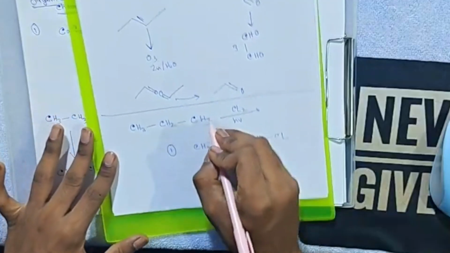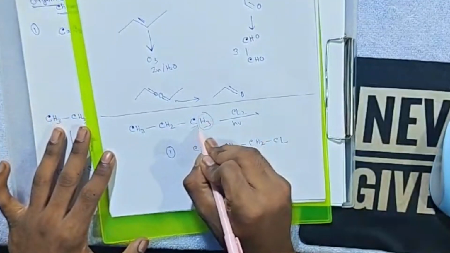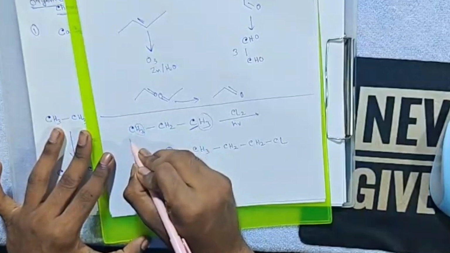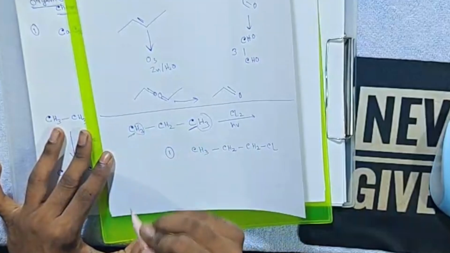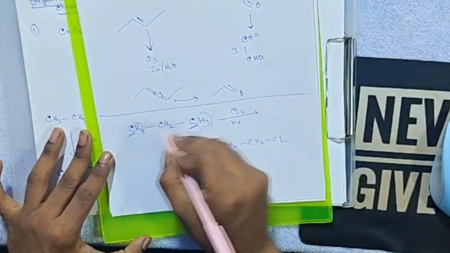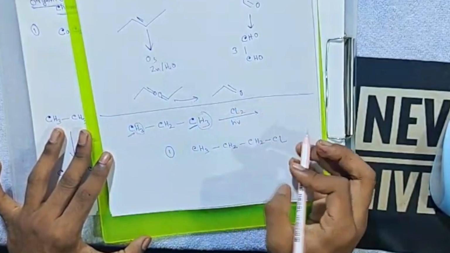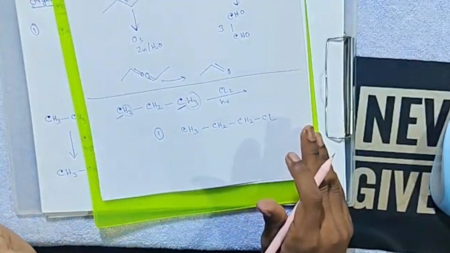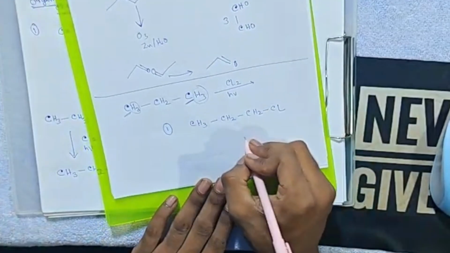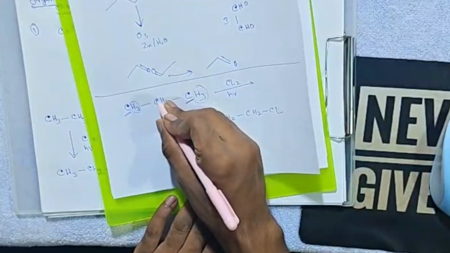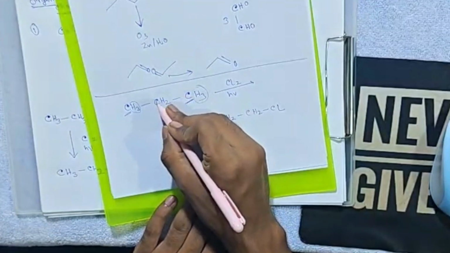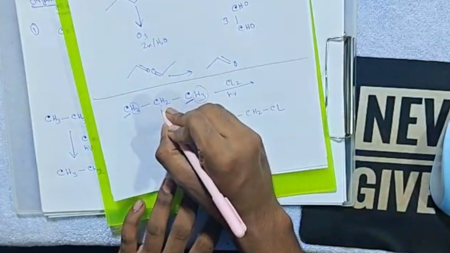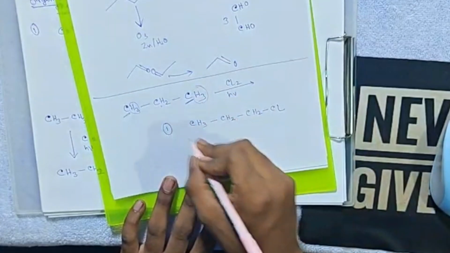Because if you see, this hydrogen is attached to a first degree carbon, and this hydrogen is also attached to a first degree carbon. So that means this hydrogen and this hydrogen are the same. If you attach chlorine here or here, it is the same thing. But if you attach chlorine on the middle carbon, because the middle carbon is a second degree carbon, that will be a different product.